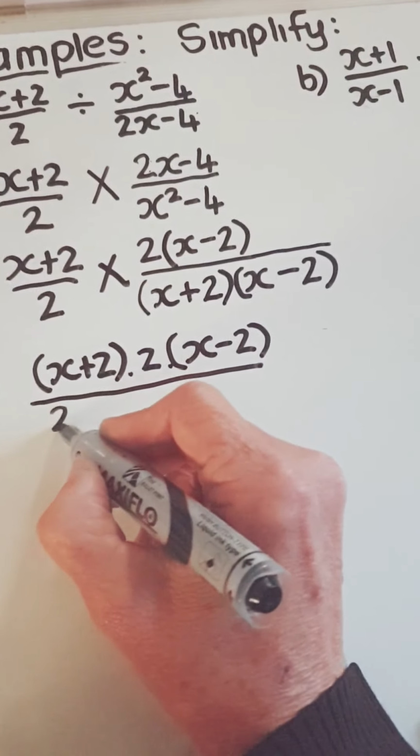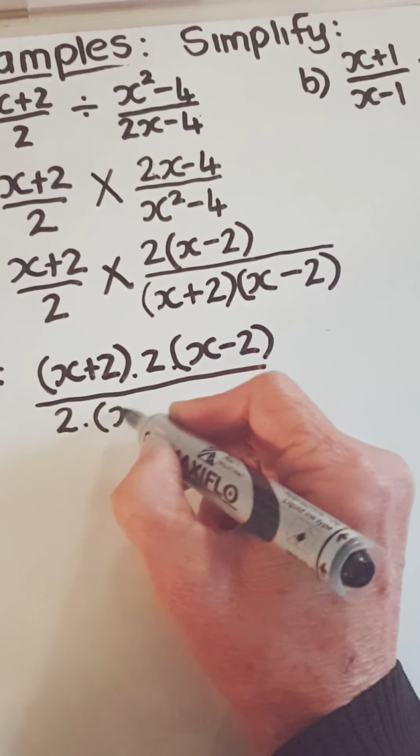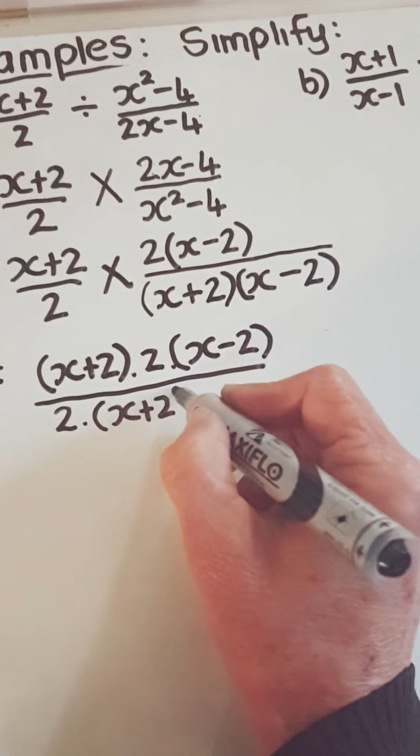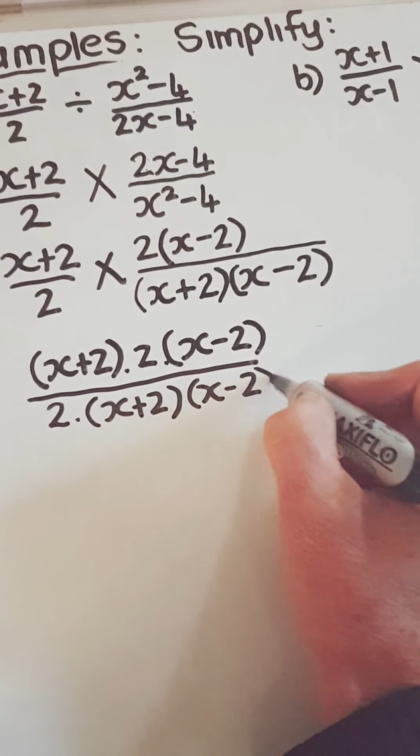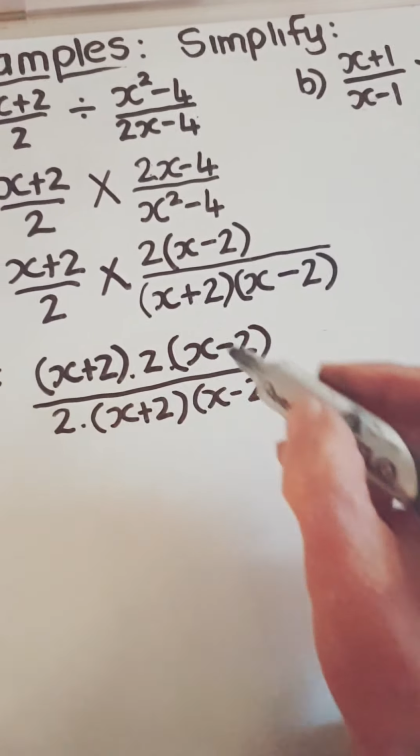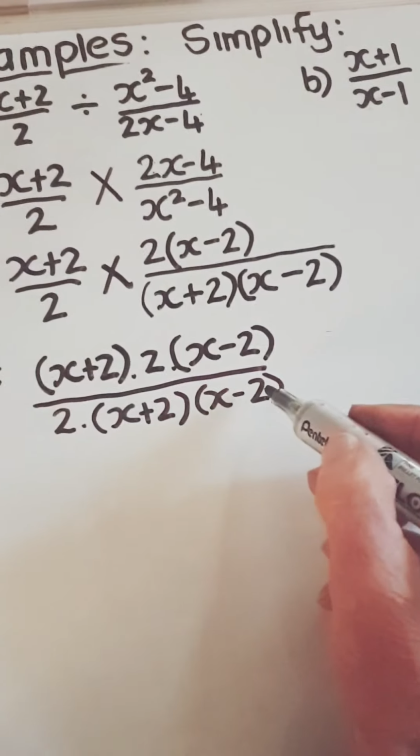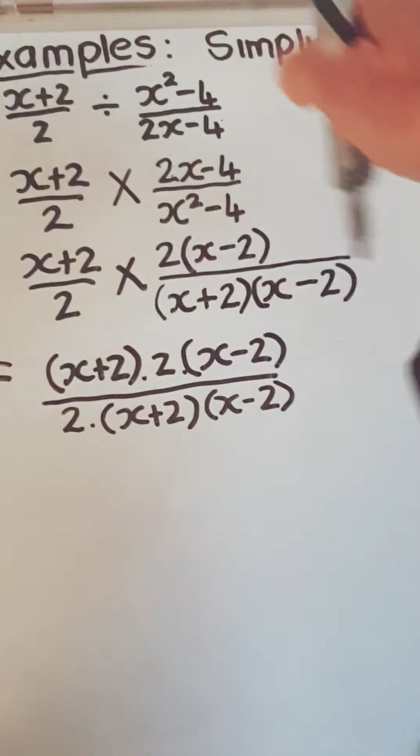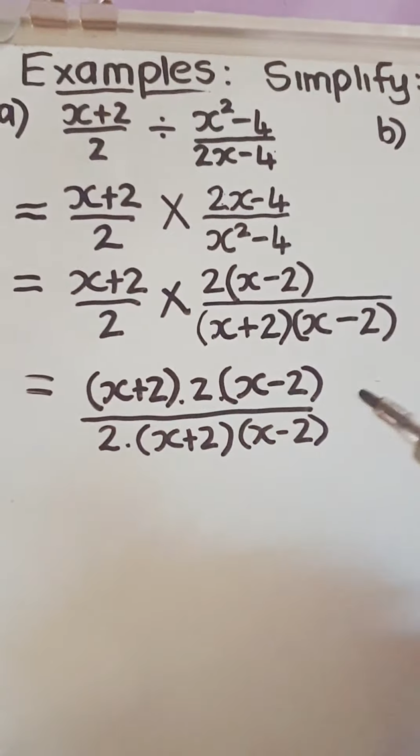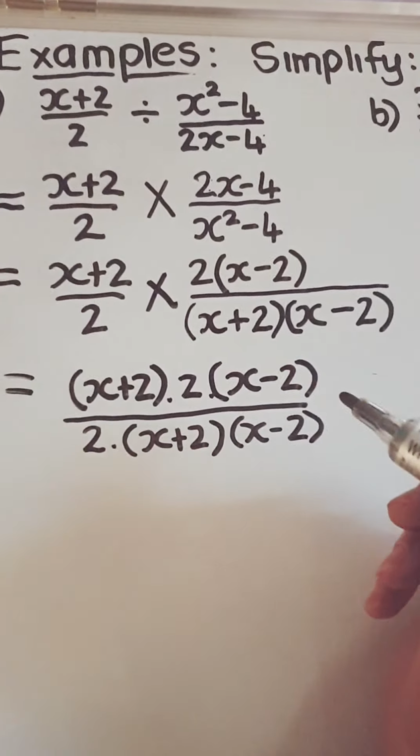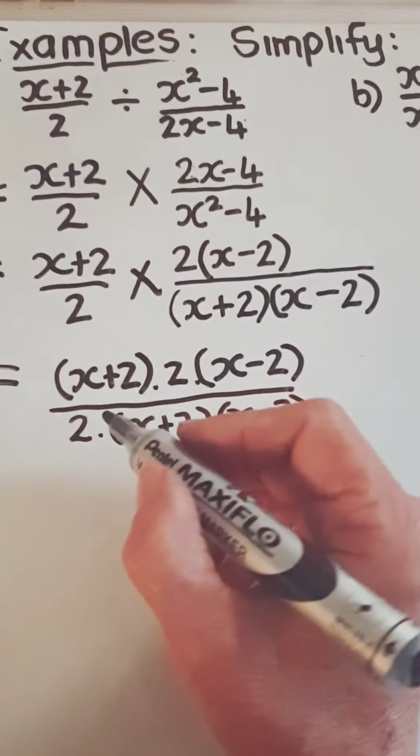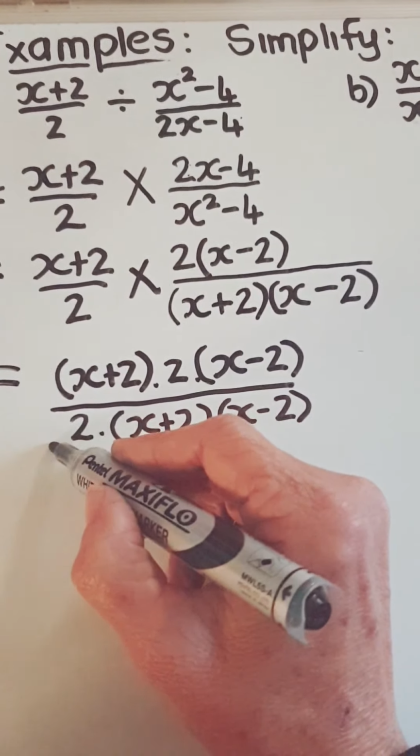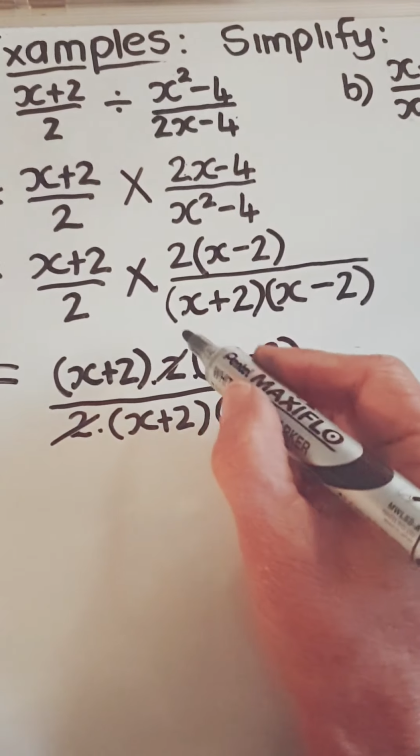Under the line I have 2 times x plus 2, x minus 2. So now I have one single term in my numerator, one in my denominator, and this is what we've been doing. How can I simplify it? I can divide with the highest common factor. So what is common? This 2 can divide into that 2.